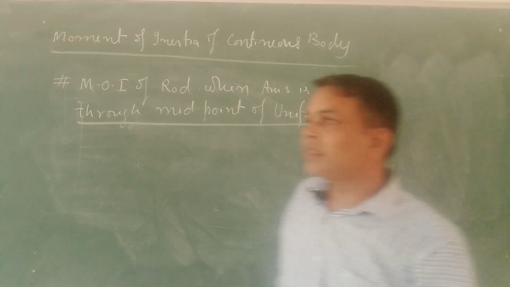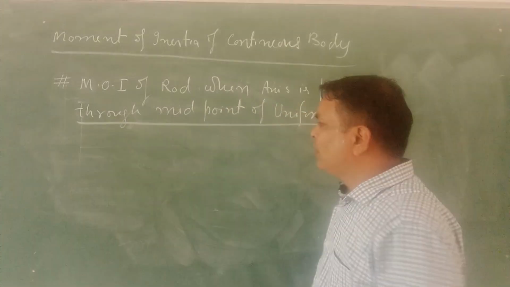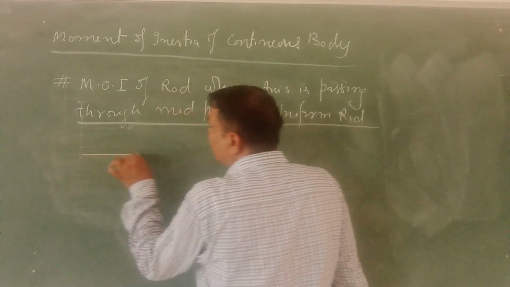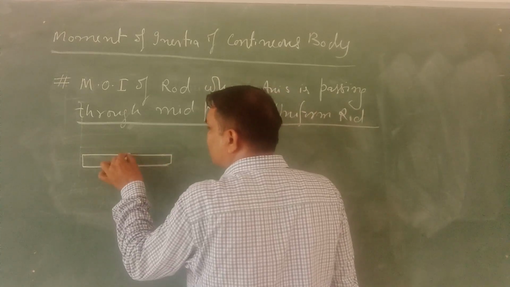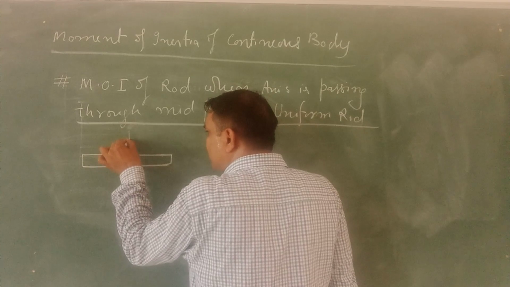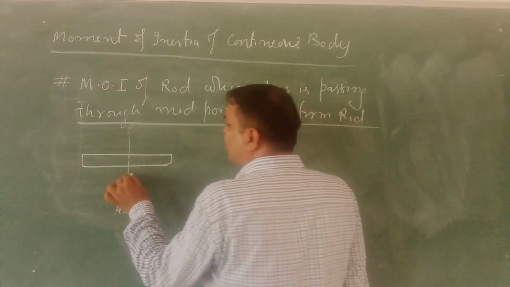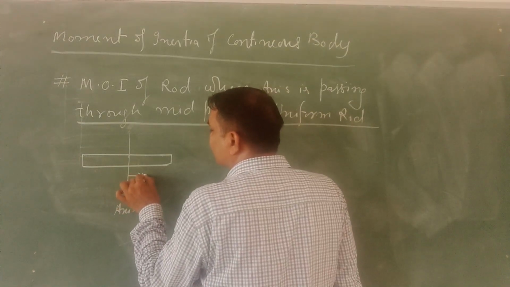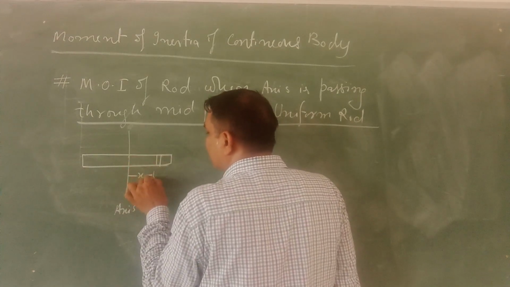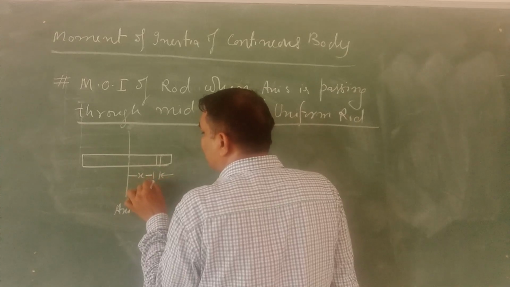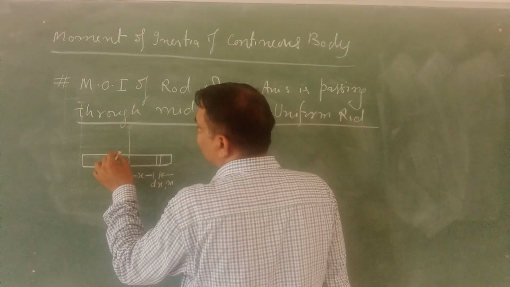So in this case, the axis of rotation is passing through the midpoint of the rod. We make a rod. Suppose this is the midpoint, so the axis is passing through the midpoint. At a distance of x, we consider a small strip dx which has mass dm.